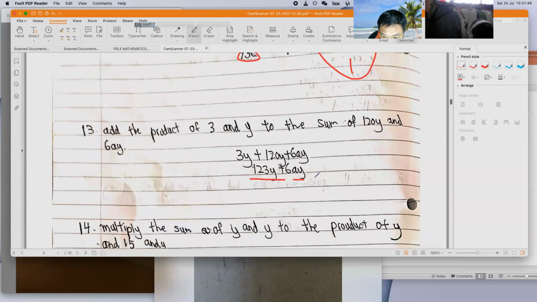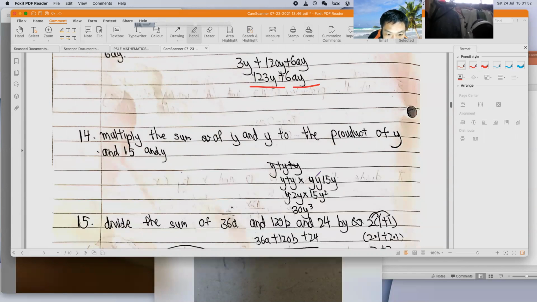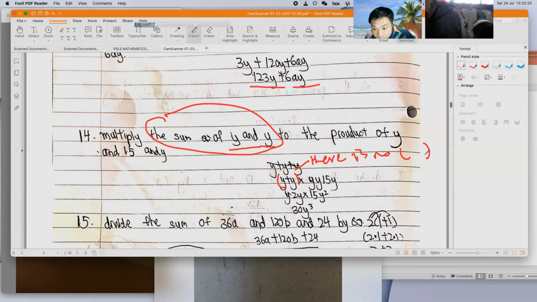This one, yep, add, good. Multiply the sum. Sum means this. So, once again, last time what I said, multiply the sum. So when you do sum, right, I thought you need to use a bracket. You need or you don't need? Need. Then how come there is no bracket here? How come?